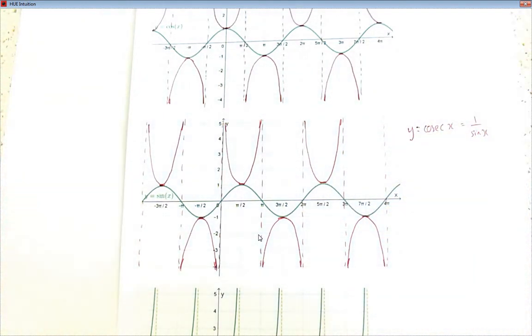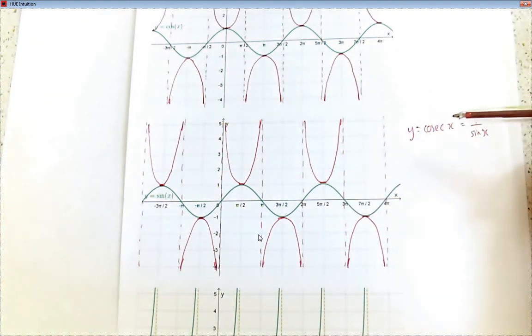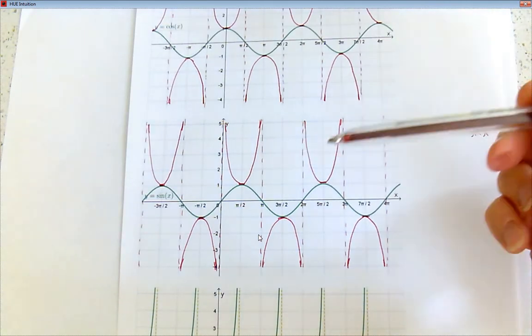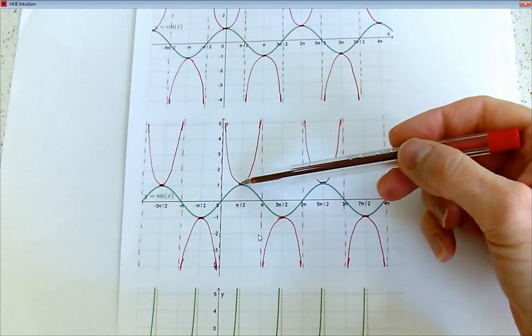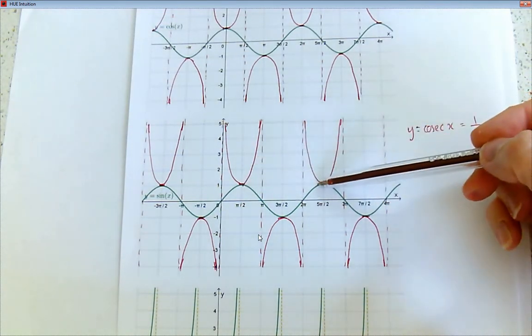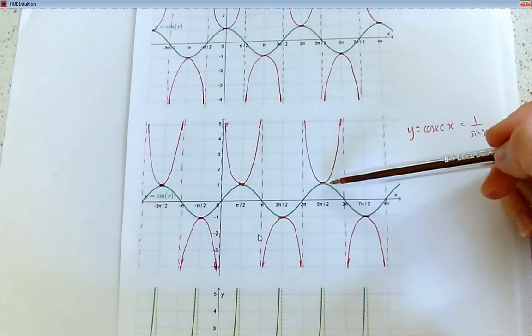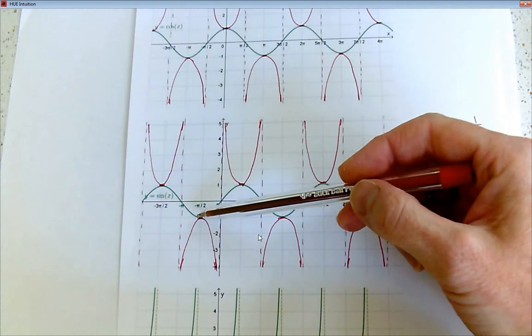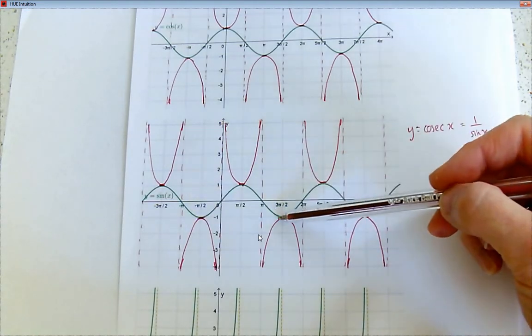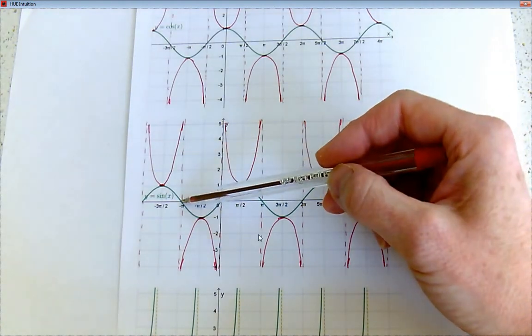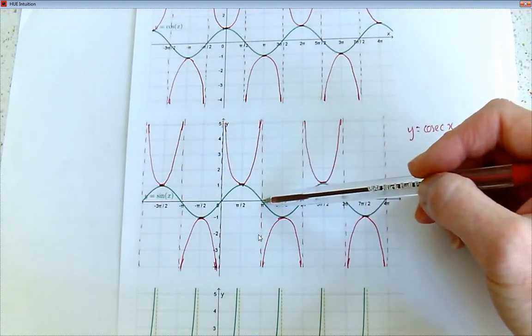Okay, so in order to draw y as cosec of x, we start with y as sine of x, and then we think 1 over each value. We look at the important values. So first we look at all the maxima for sine, which is 1, and 1 over 1 is 1, so we plot those points. Then all the minima, and 1 over minus 1 is still minus 1, so we plot those points. Then the other exciting things that happen are that the sine graph crosses the x-axis.